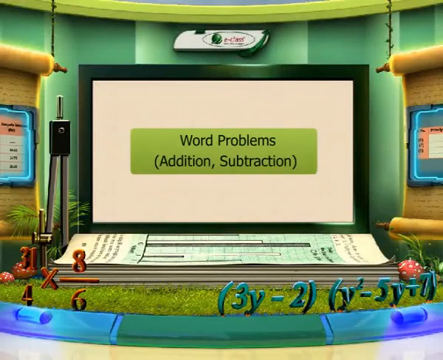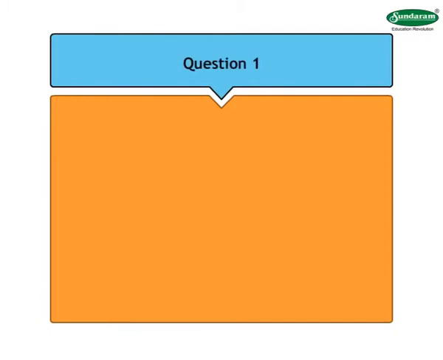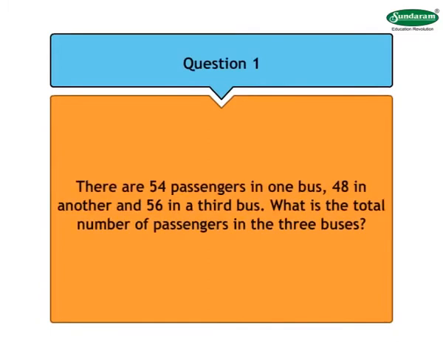Word problems. Addition, subtraction. Question 1. There are 54 passengers in one bus, 48 in another, and 56 in a third bus. What is the total number of passengers in the three buses?